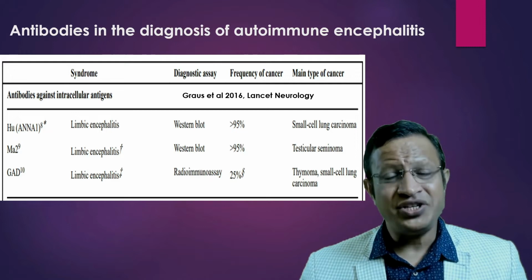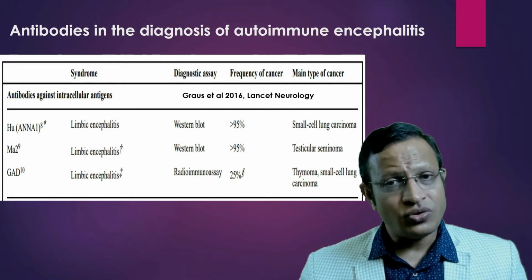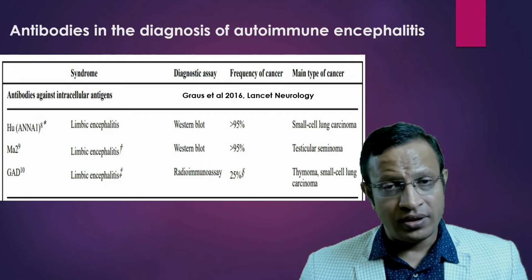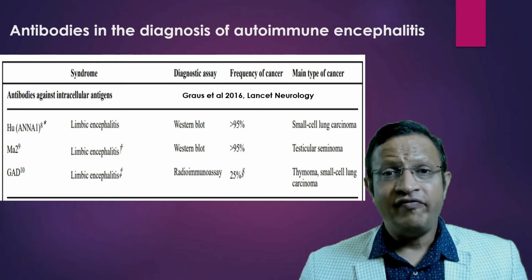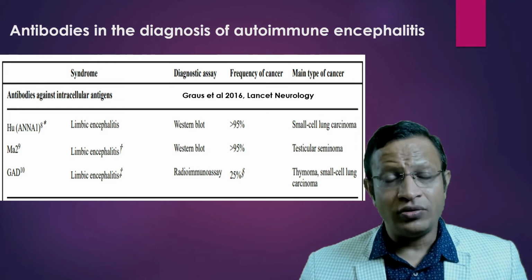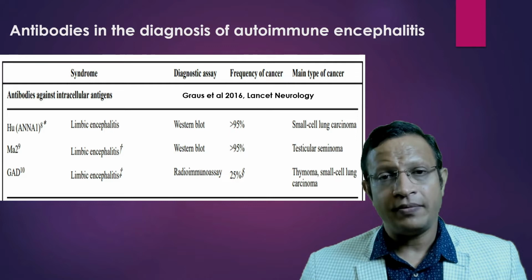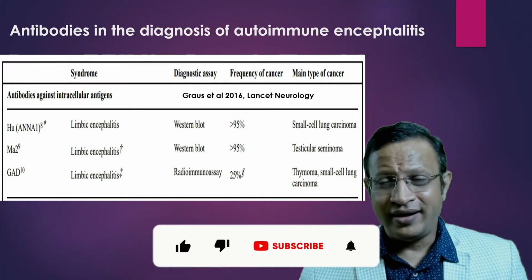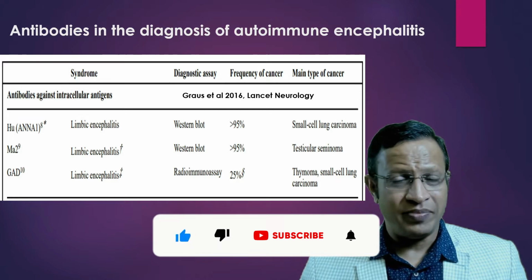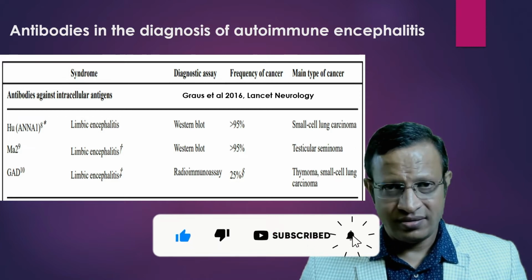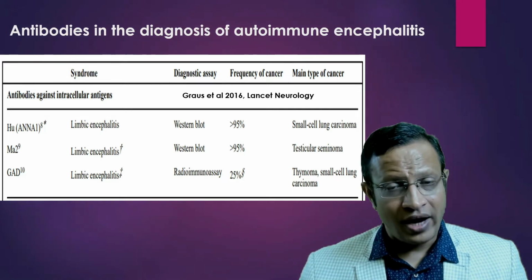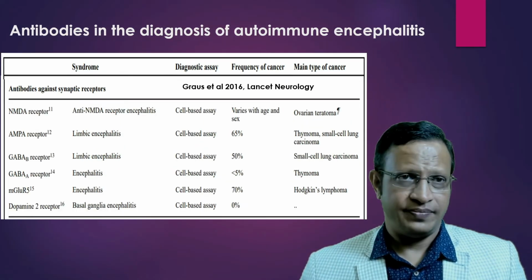And here, as I mentioned earlier, antibodies against intracellular antigens are associated with paraneoplastic syndromes. That means there is a tumor inside the body. We need to investigate. We need to thoroughly search for it. We may have to do PET scan, ultrasound, MRI scan to find the locus of origin. That means, where are these tumors? And these autoantibodies should be looked for, and also the tumors.